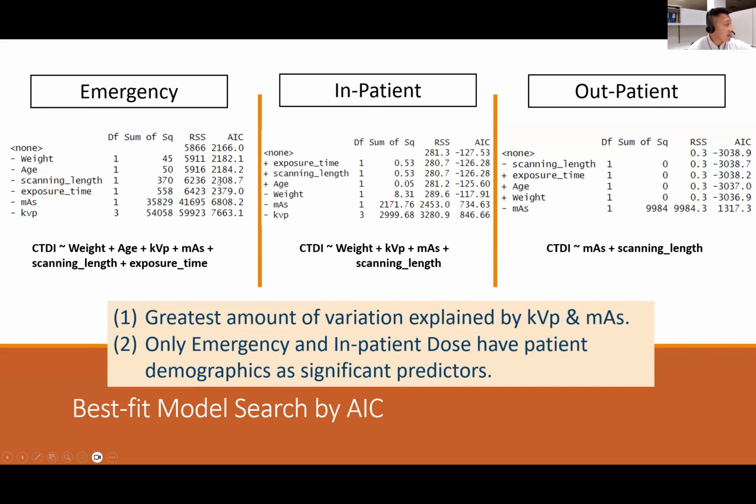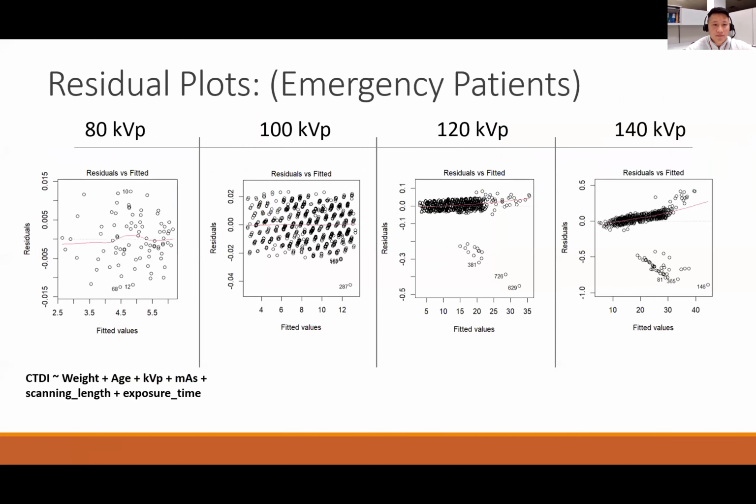as MAS or KVP. And also, very unfortunate for a result that I was looking for, for outpatients, there's not a single patient demographic in the best model. So the age and the weight are not significant at all when it comes to outpatient. Whereas for inpatient, the weight and age seem to be good predictors.